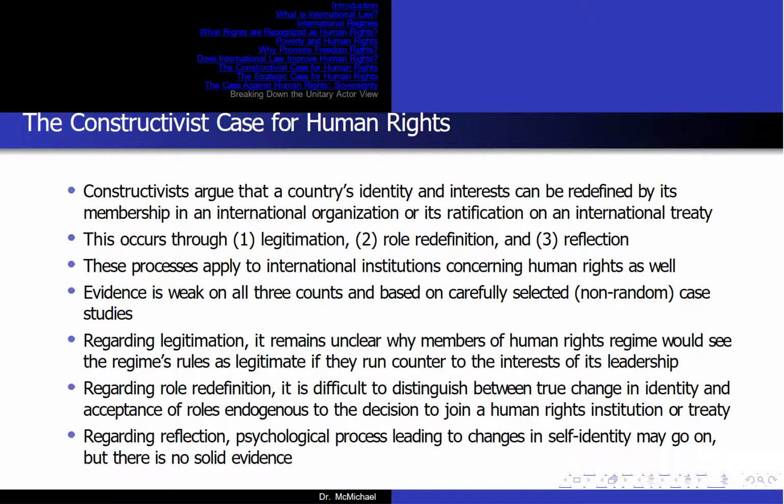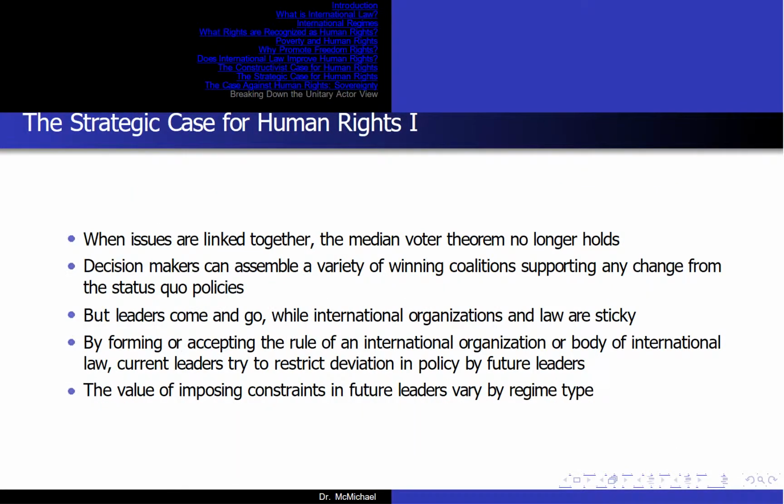Regarding legitimation, it remains unclear why members of human rights regimes would see the regime's rules as legitimate if they run counter to the interest of its leadership. Regarding redefinition, it is difficult to distinguish between true change in identity and acceptance of roles endogenous to the decision to join a human rights institution or treaty. Regarding reflection, psychological processes leading to changes in self-identities may go on, but there is no solid evidence of this.